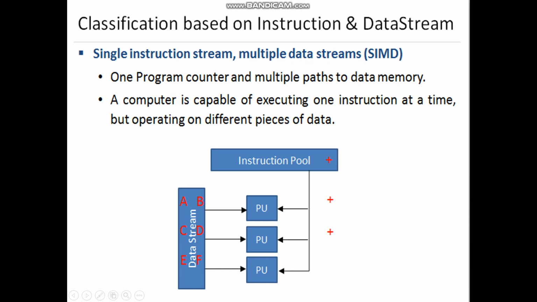The next one is single instruction stream and multiple data stream, which has one program counter and multiple paths to data memory. A computer is capable of executing one instruction at a time but operating on different pieces of data. This stream has multiple CPUs with one set of instructions but with multiple sets of data. This is known as single instruction stream and multiple data stream.